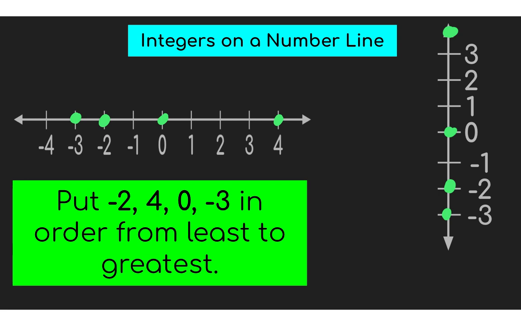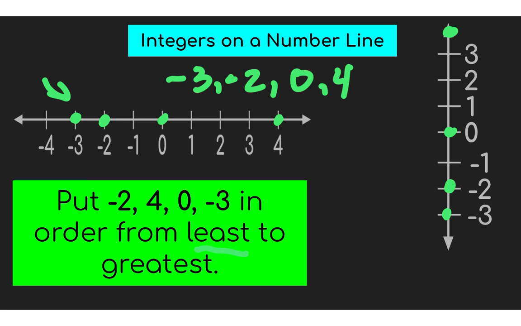So I would just go from least to greatest. I'm going to start on the most left side. To go from greatest to least, I would start on the right. But this one says from least to greatest. So I'm going to write them out as -3, -2, 0, and 4, just going straight across that number line and writing them in order.